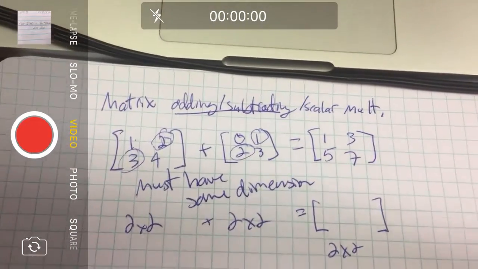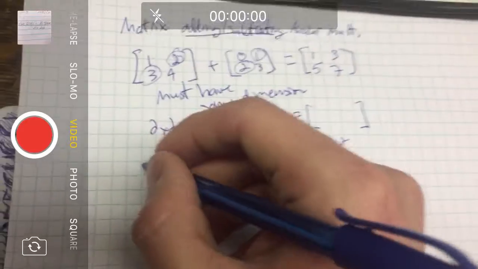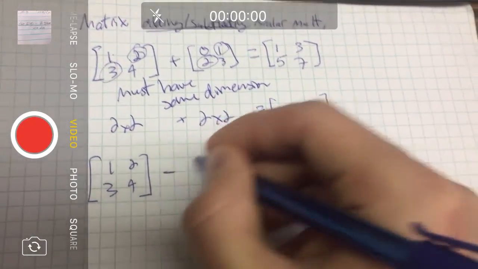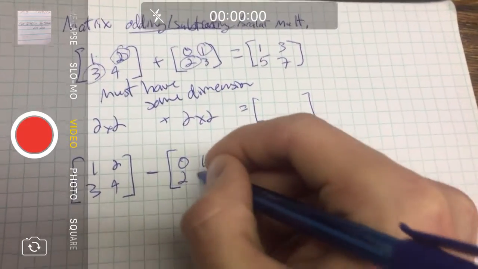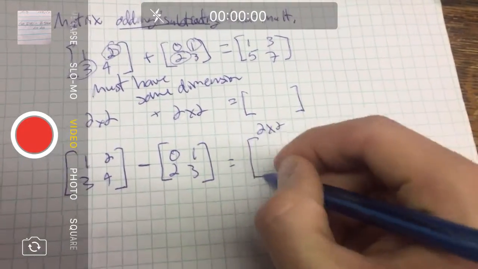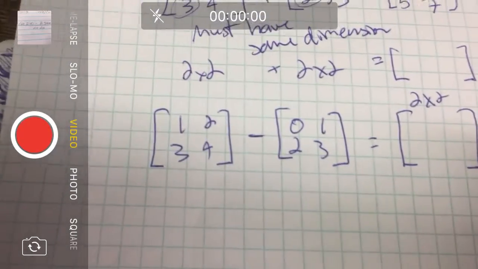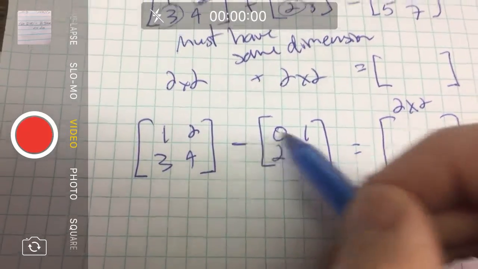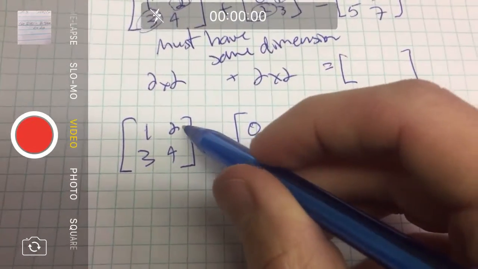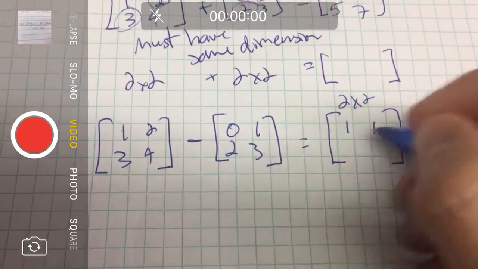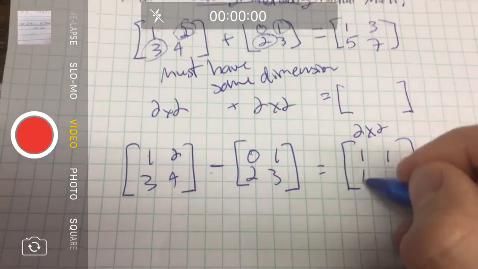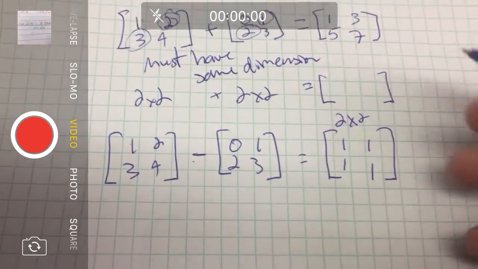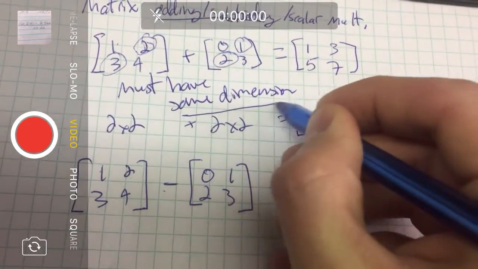And subtracting will work the same way actually. So let's try subtracting these two. So I'm just going to use the same matrices I did here, but put a minus. 1, 2, 3. So same rules apply. My answer will be a 2 by 2. And I'm subtracting now. So the same process though. 1 minus 0 is 1. 2 minus 1 is 1. 3 minus 2 is 1. And 4 minus 3 is 1. So that's adding, subtracting. And again, I have to have the same dimensions.